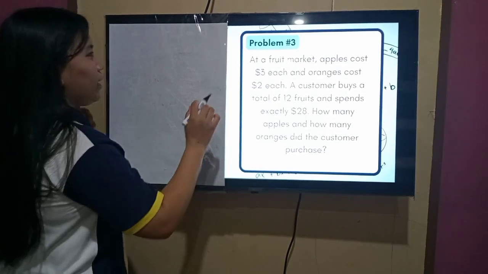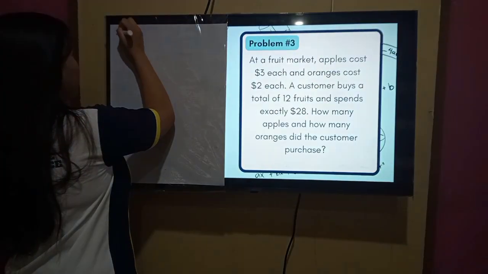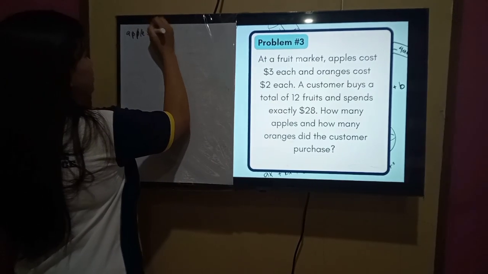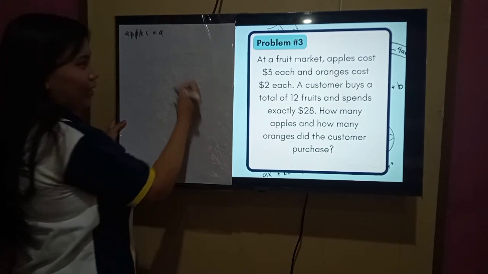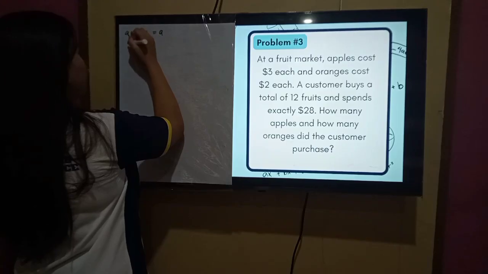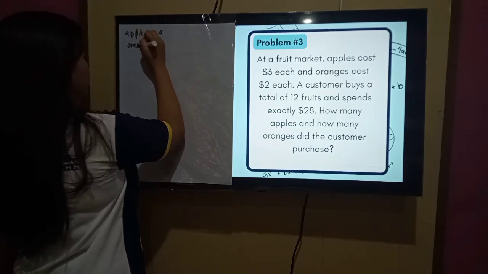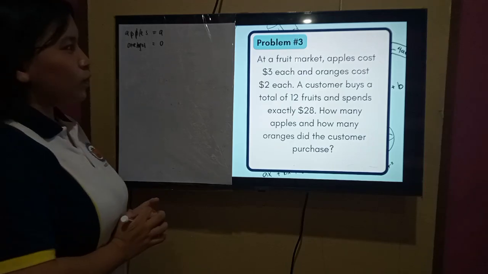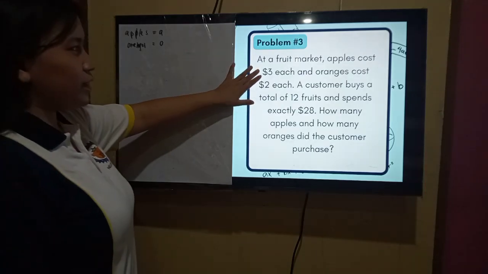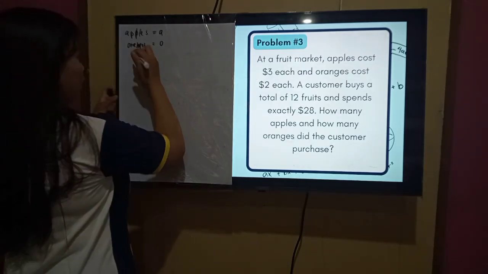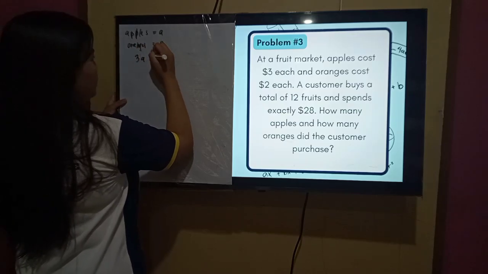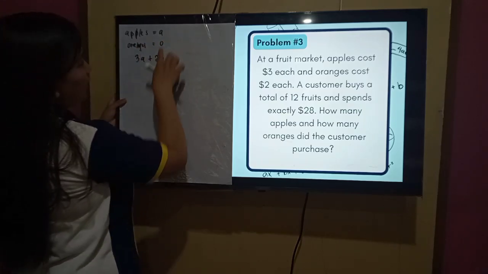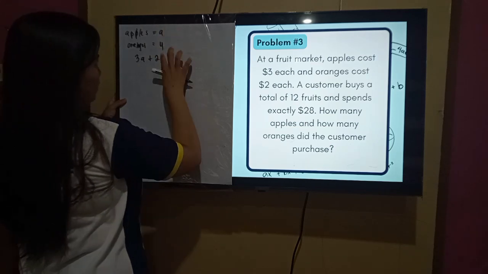So, A, apples. Let's represent apples into variable A. And oranges into variable O. So, we have apples is $3. So, 3A plus O, or let's represent it by Y.